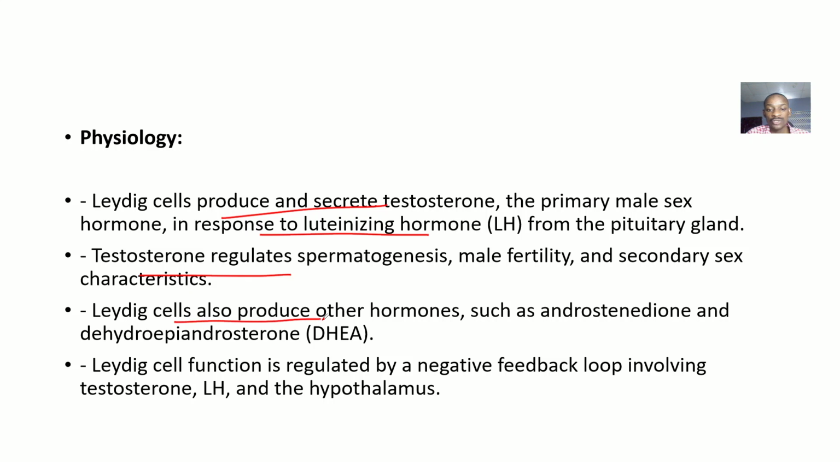Leydig cells also produce other hormones such as androstenedione and dehydroepiandrosterone. Their function is regulated by a negative feedback involving testosterone, luteinizing hormone, and the hypothalamus. Basically, once the hormones they produce get too much in the body, there's a negative feedback signal that says we already have this in excess, so stop producing it. That's how it functions.